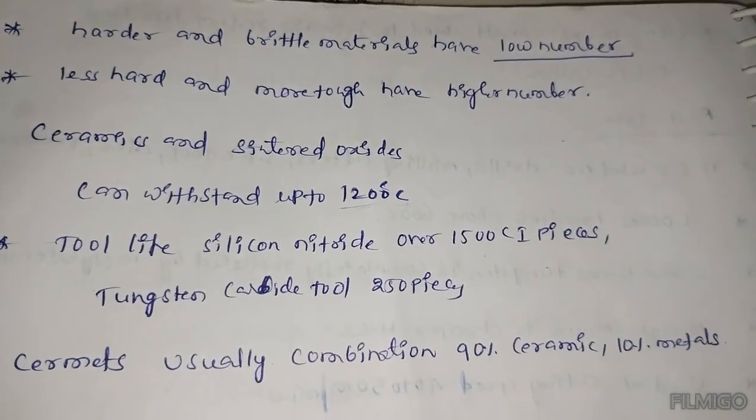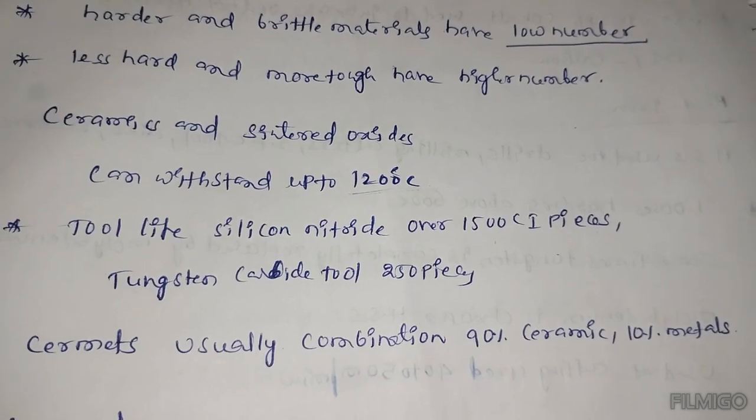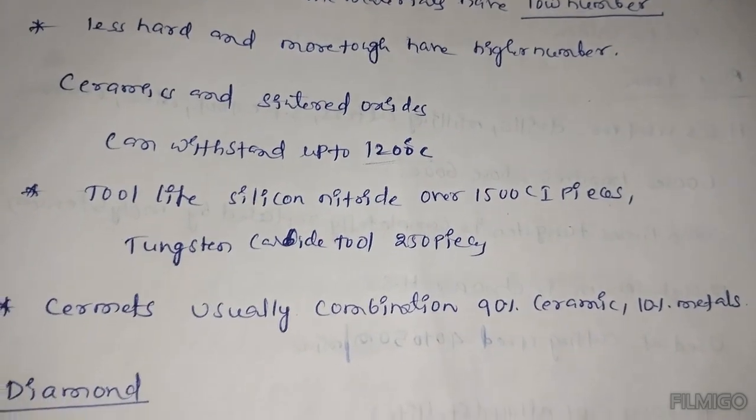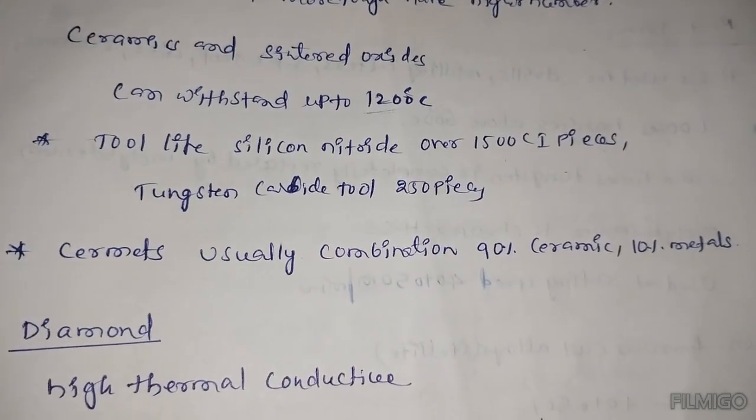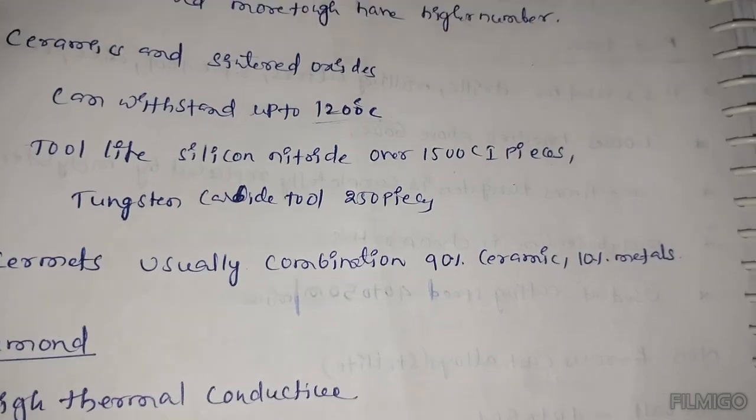Tool life: silicon nitride over 1500 pieces of cast iron pipes, tungsten carbide tool 250 pieces. Cermets are usually a combination of 90% ceramics and 10% metal.